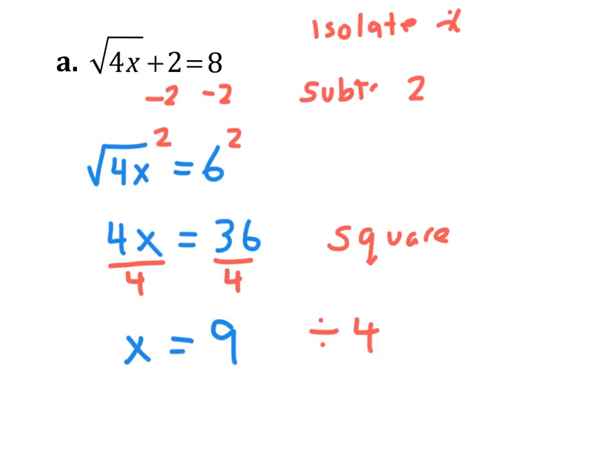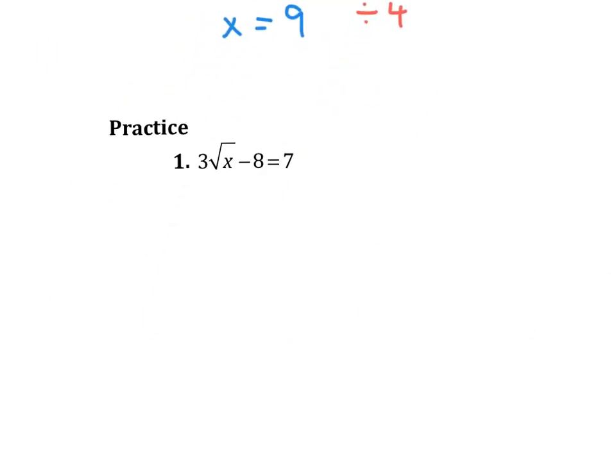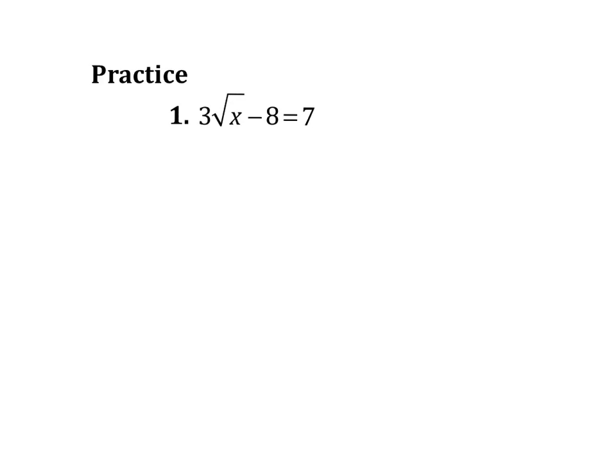So essentially the farthest thing that's happening from the x is the first thing that I take care of. I don't divide, I don't square. What I need to do is get rid of that first. In other words, I'm undoing the order of operations. Okay. Take a moment, please, to do the practice here.